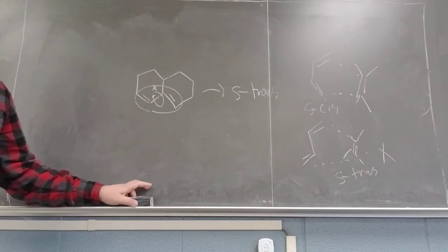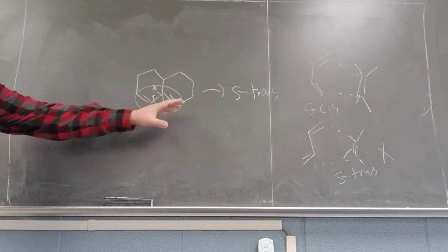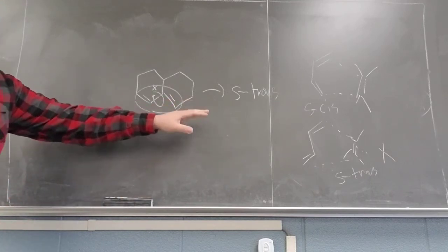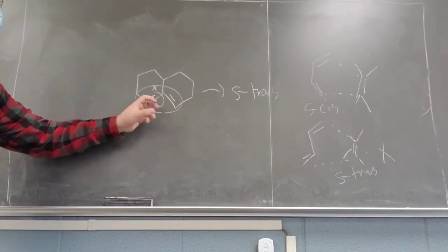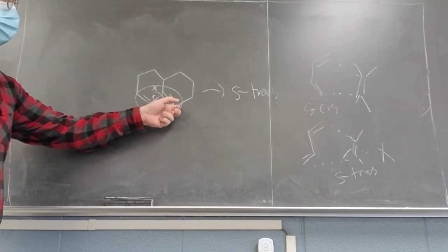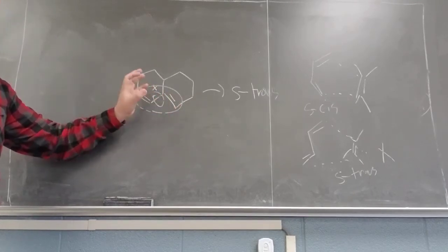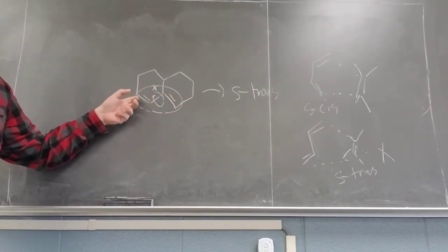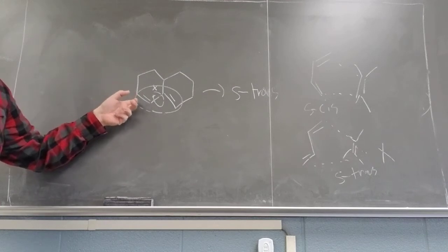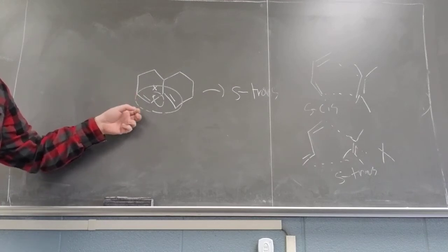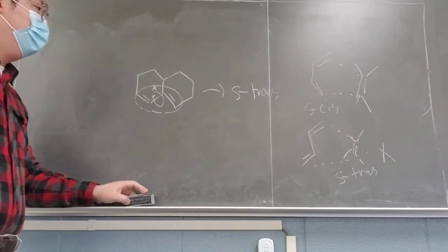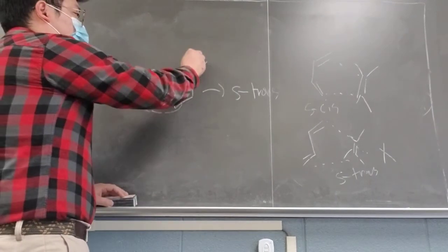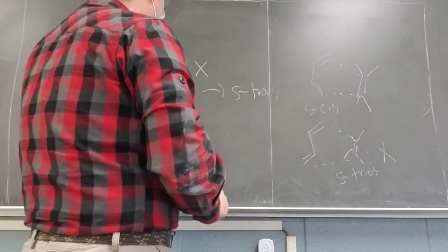Okay, makes sense, right? Because to do the other direction, they need to be in the s-cis conformation, but now it's in trans, and it's fixed in the ring structure. You cannot rotate, even though it's a single bond. So you cannot do the other direction because you cannot get the s-cis conformation. Makes sense, right? Okay. So this will not do the other direction. Okay, there's an exception here.